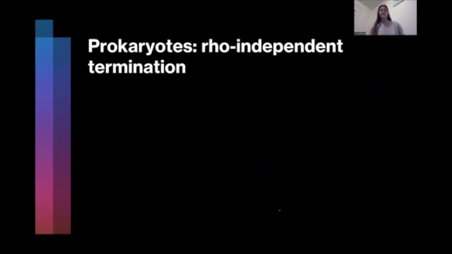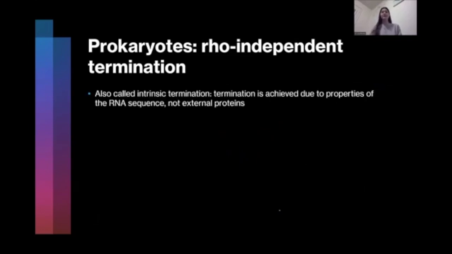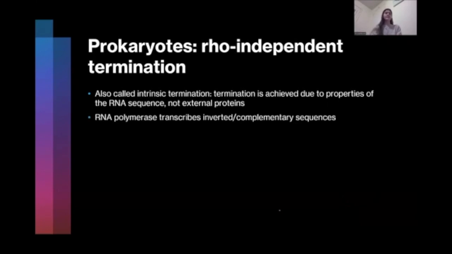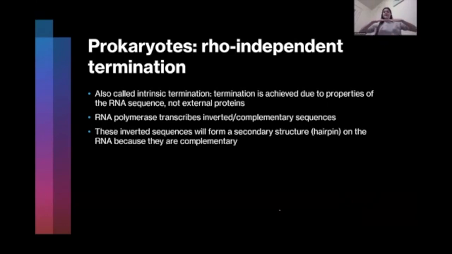But what if we don't have rho? In prokaryotes, you also have rho-independent termination. And this is also called intrinsic termination because termination is achieved just due to the properties of the RNA sequence and not any external proteins. In this, RNA polymerase is going to transcribe inverted sequences, and inverted sequences are going to be complementary to each other. And these inverted sequences are going to form a secondary structure because they're complementary, so they're going to want to bind. That's called a hairpin on the mRNA.